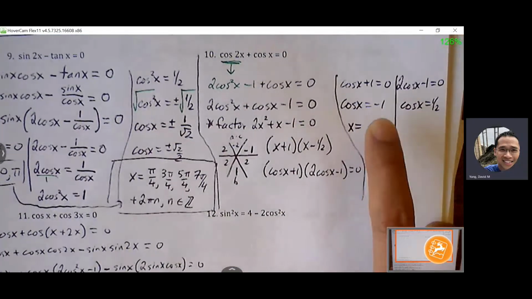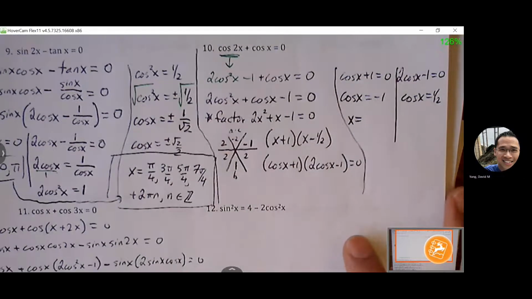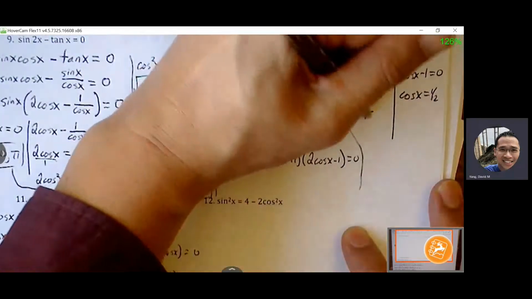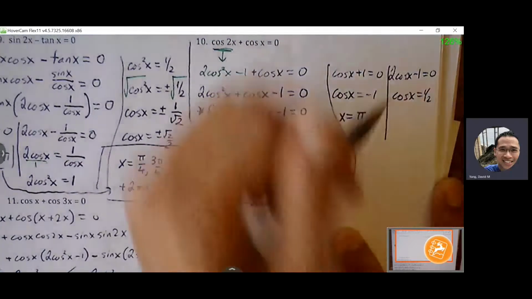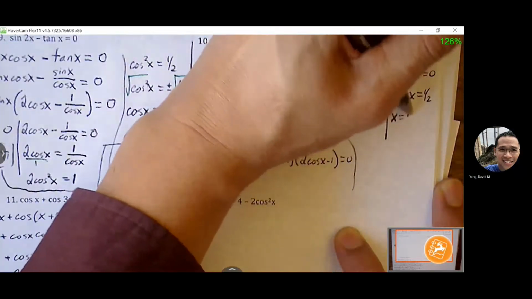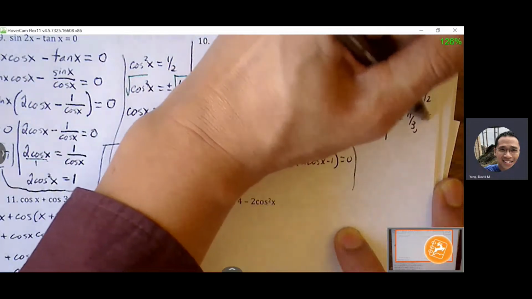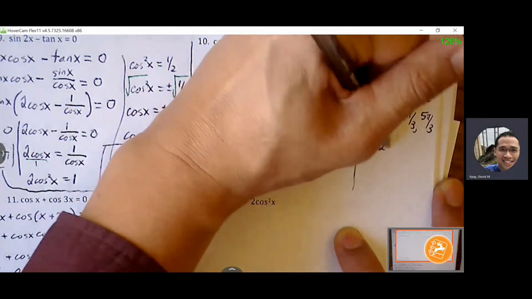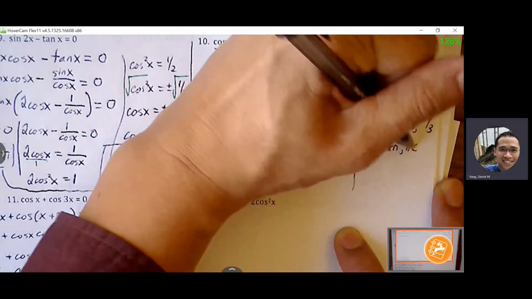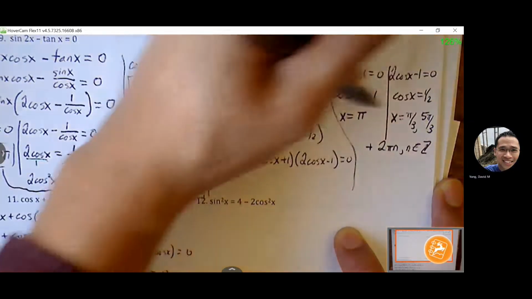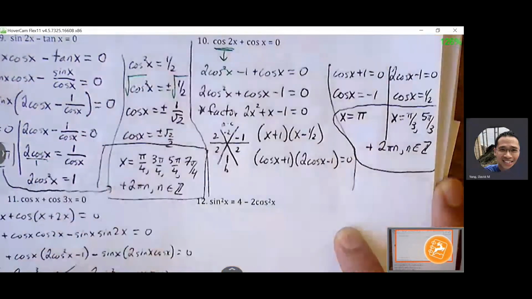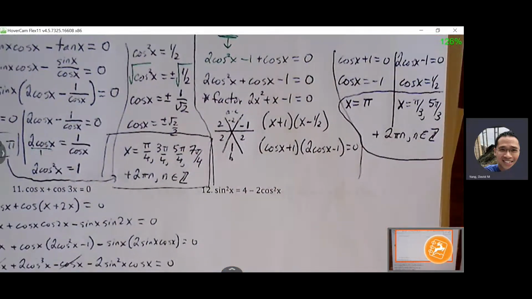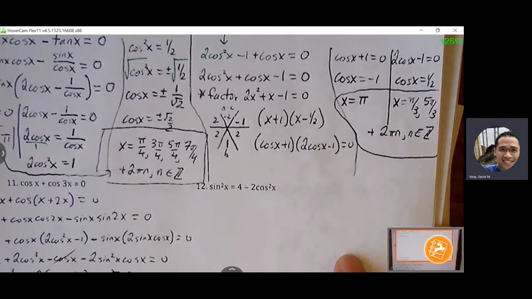Cosine equals -1, only one solution, right? Only at what? Pi. And then back to 1/2, first and fourth quadrant. Skip 11, go to 12.